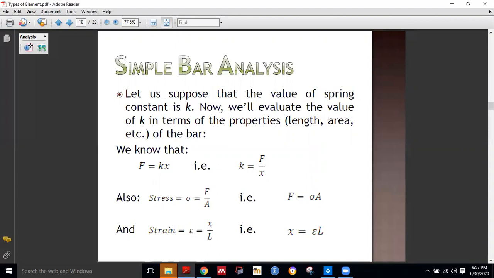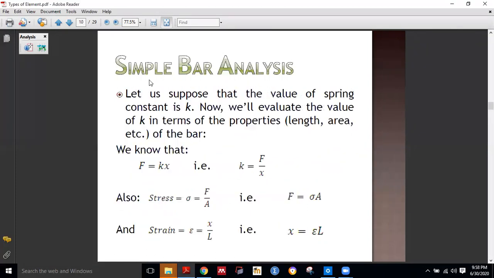Let's suppose that the value of spring constant is K. Now we will evaluate the value of K in terms of properties, that is length and area of the bar. That is F equal to Kx, that is K equal to F by X. Also, stress sigma equals F by A, that is F equals sigma A. Strain epsilon equals X by L, that is X equals epsilon into L. So this is the simple bar analysis we can do easily in hand calculation.